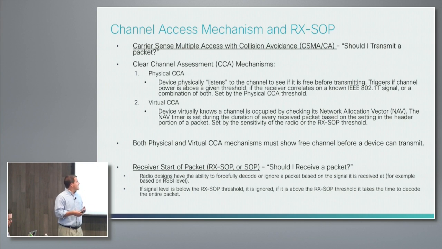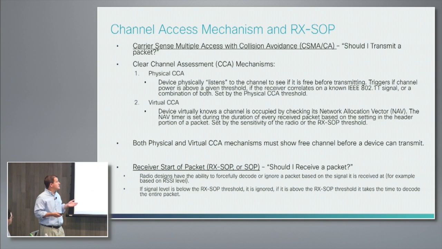So it's not as sexy as multi-user MIMO, but it's been around, and it applies to everything from 802.11b up to 802.11ac. But first, I'd like to start out with a little bit about the channel access mechanism of 802.11 networks. It uses a carrier sense multiple access with collision avoidance architecture. What that means is, should I really transmit a packet now? And how do I know I'm not going to collide with somebody else?